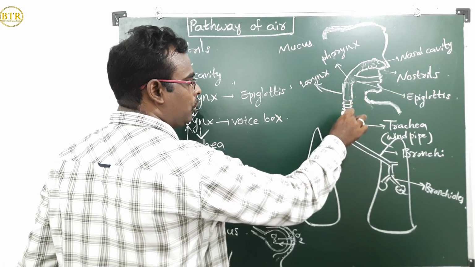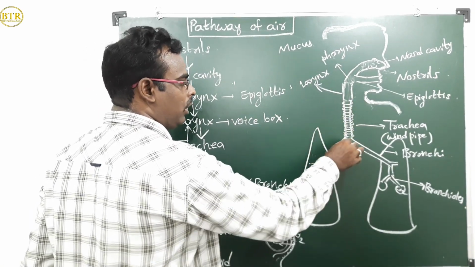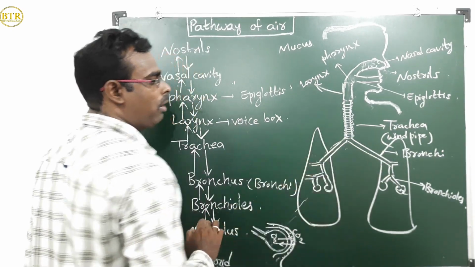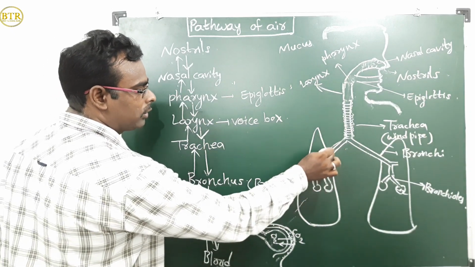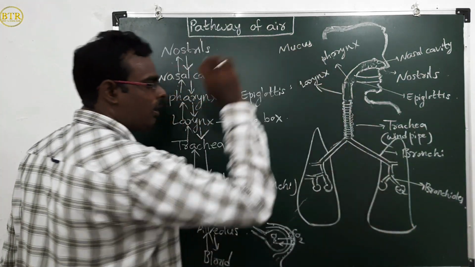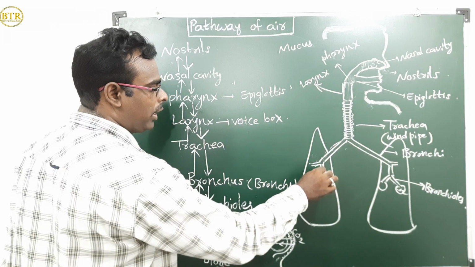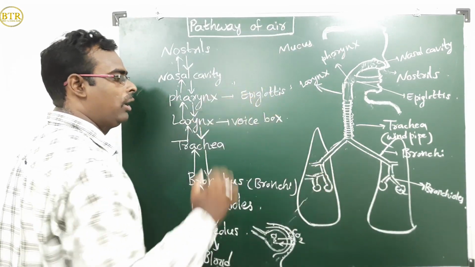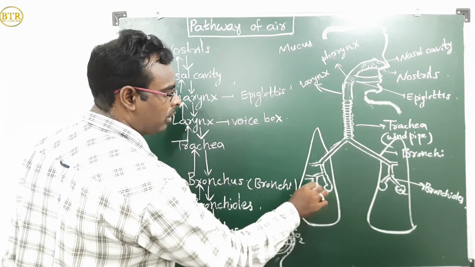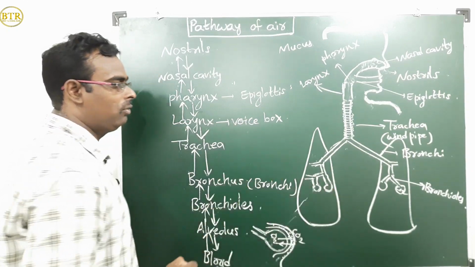Next, air goes to the tube-like structure called the trachea. Then the trachea divides into two branches. These are called bronchi, and each branch is called a bronchus. Every bronchus enters into one lung, and the other bronchus enters into the other lung. We have two lungs. Then each bronchus divides into smaller and smaller branches, called bronchioles. Each bronchiole terminates with sac-like structures called alveoli, the plural of alveolus.